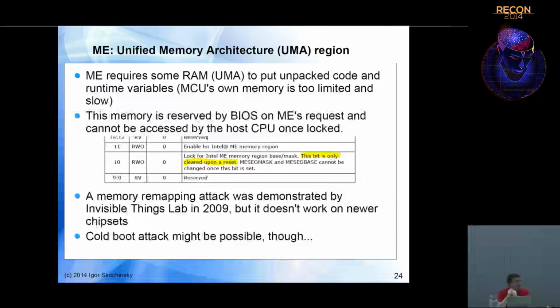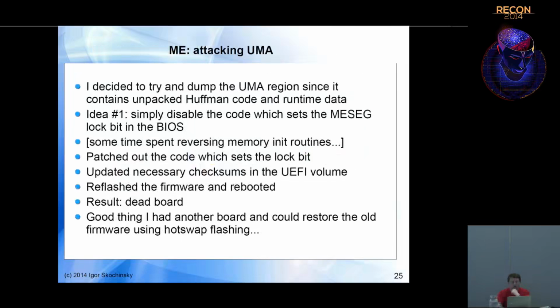So I tried to look for other ways. As I mentioned, I could not decompress some of the modules because they use Huffman compression, but quite possibly when it's unpacked into the RAM, it's in unpacked form. So maybe if I dump that memory region, I could look at the code of ME. So I thought about using various tricks.